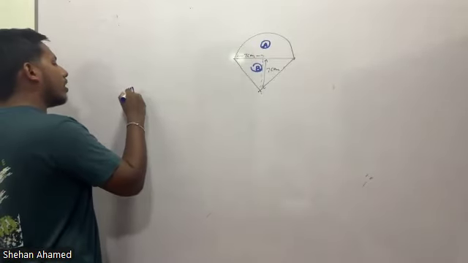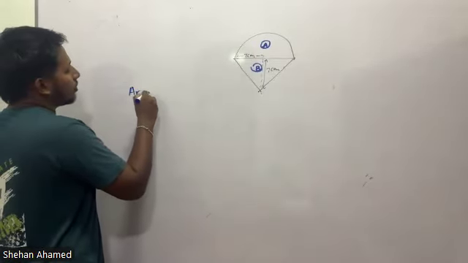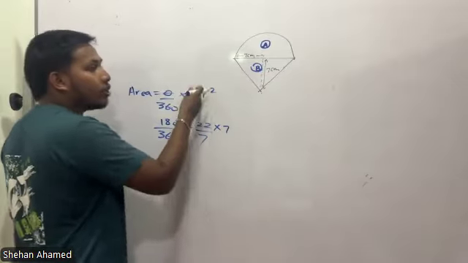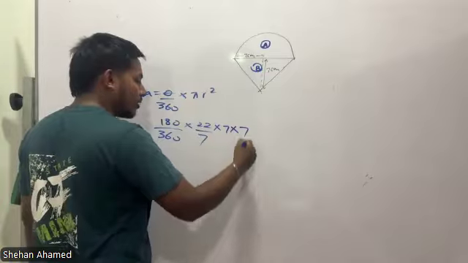So the area of a sector is theta divided by 360 into pi r square. Actually this is a semicircle, right? Since this is a semicircle, the angle is 180. A semicircle is half of a circle, meaning the total angle in a circle is 360, and half of it is 180. So 180 divided by 360 into the pi value, which is 22/7. And the radius is clearly given, which is 7 centimeters. There are two sevens because r square is 7 times 7.